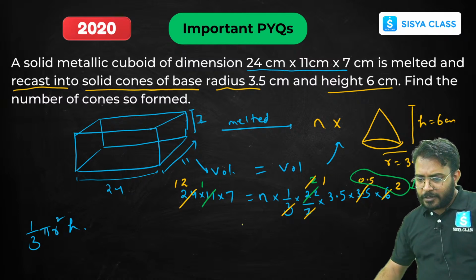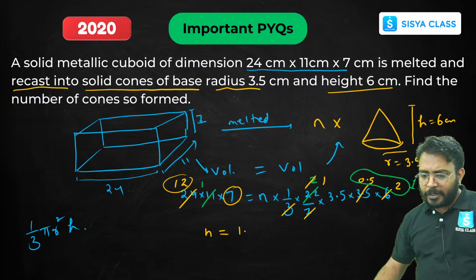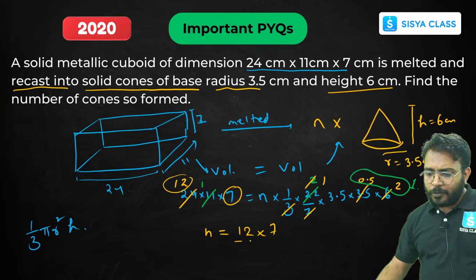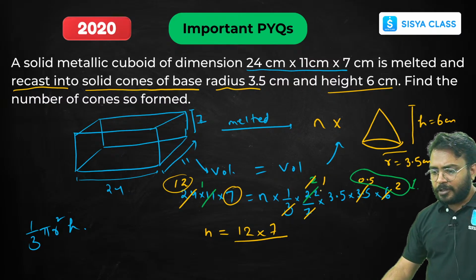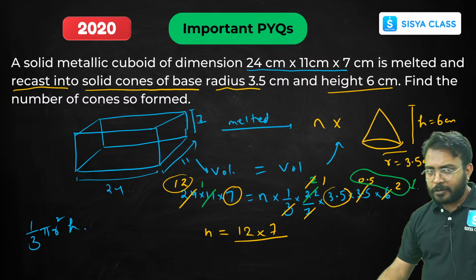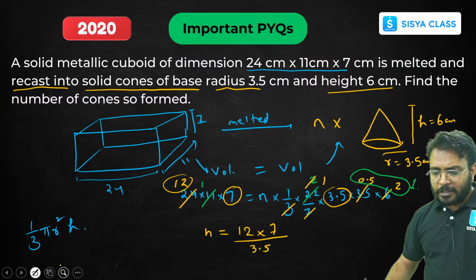Okay, so here n is going to be what? Here we are left with 12 into 7. And next what we are left with? Here we are having 3.5. Don't forget this portion, 3.5. Sir, further cancel? Yes, further cancel.